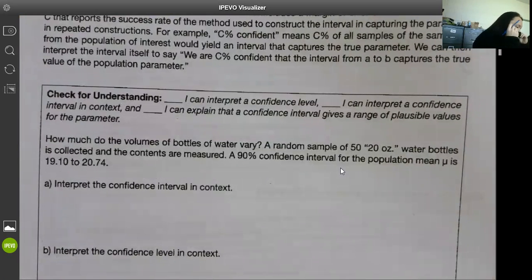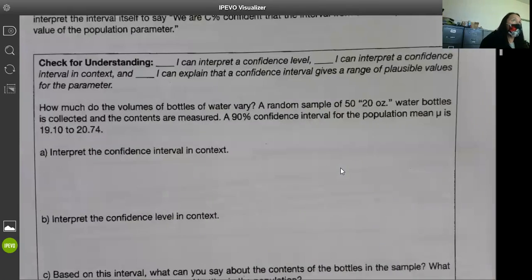Okay. So the first part is just ideas of confidence intervals. We're going to make sure that we can interpret a confidence interval in context, and you can explain that the confidence interval gives a range of plausible values. How much does the volume of bottles of water vary? A random sample of 50 20-ounce water bottles is collected and the contents are measured. A 90% confidence interval for the population mean mu is 19.10 to 20.74.